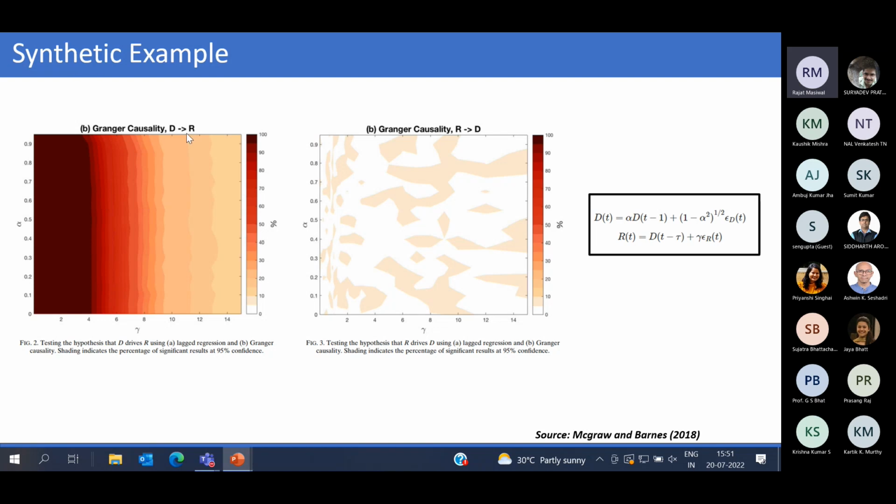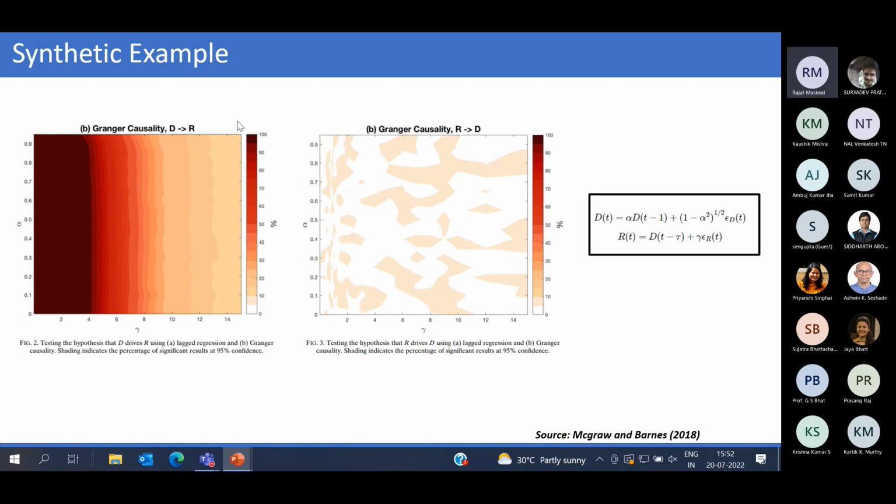So here they make a synthetic signal D of t. D here stands for the driver signal, which is sort of like a red noise signal, where this alpha is the first lag autocorrelation, and D depends upon the time history of D prior to the time t, and this epsilon is Gaussian white noise. So this is the driver signal, and then we have this R of t, which is a response signal, which depends upon the driver signal.